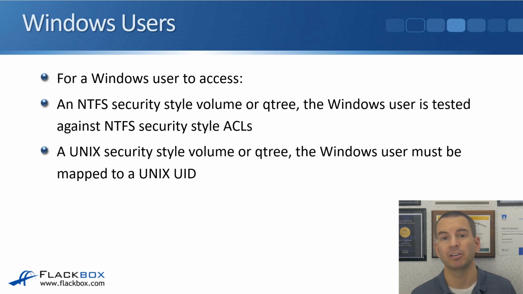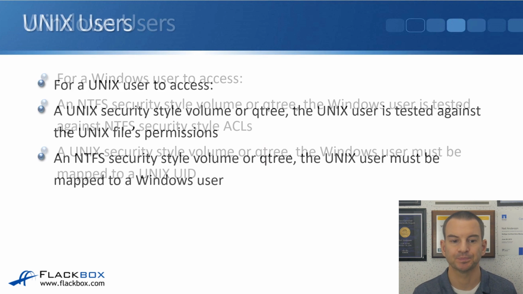This is because the files and folders in that volume or qtree are set with Unix style permissions, and it's not going to understand a Windows username. They're not compatible with each other. So for a Windows user to be able to access the data in a volume or qtree that has the Unix security style on there, we need to map that Windows user to a Unix user, and then the system will test their authentication against that Unix user.